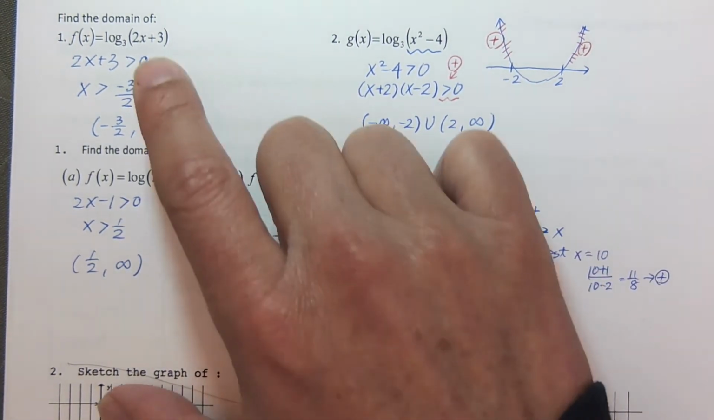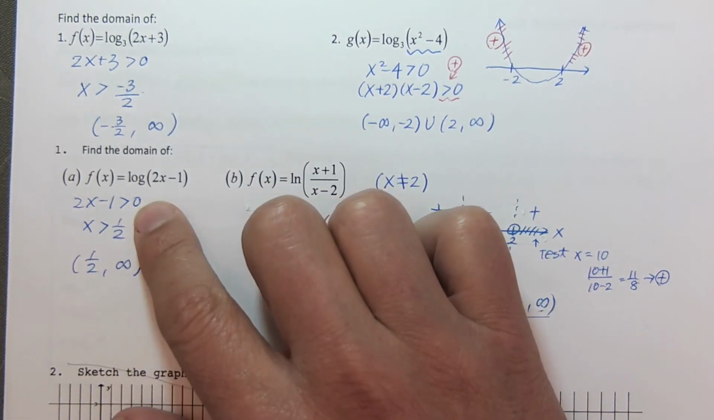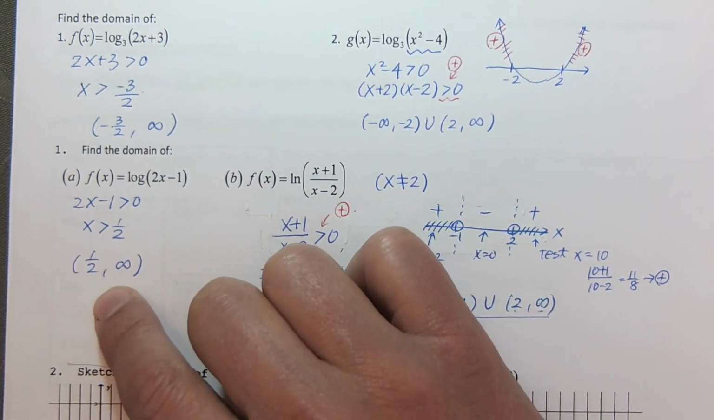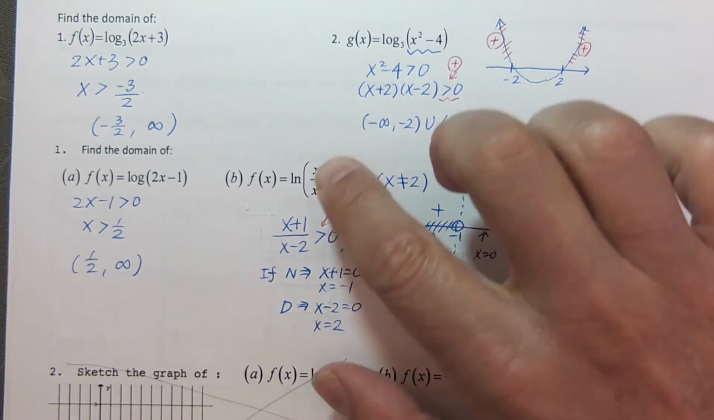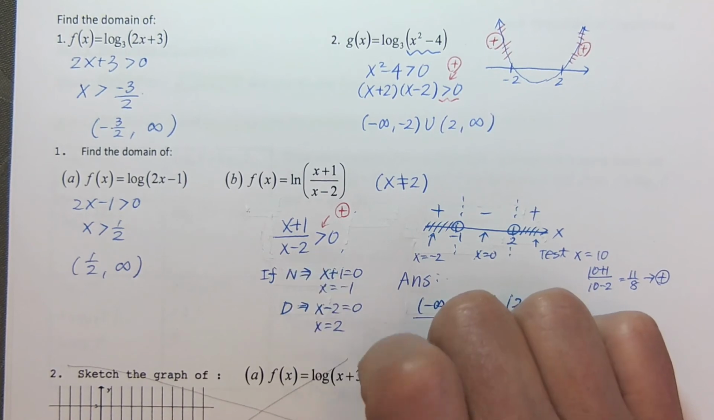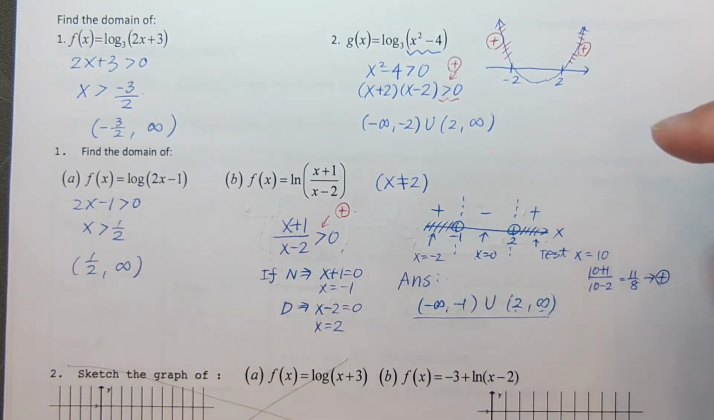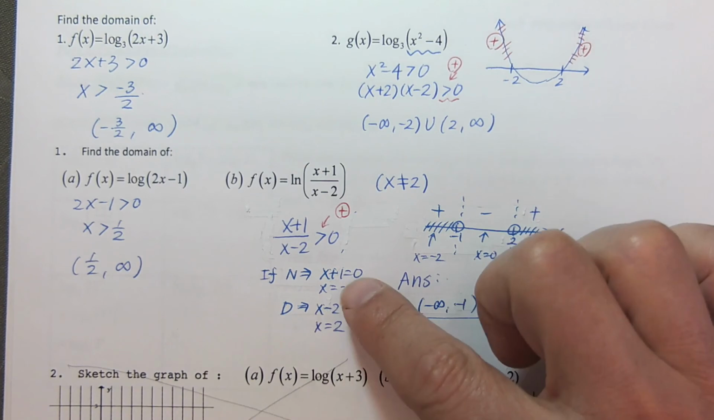The domain here, once again, let's select the one above it, bigger than 0, so 1/2 to infinity. This one's a little more complicated. Here we have a rational inside here. So to make that positive, I'm going to have to go through and test the numerator and denominator.